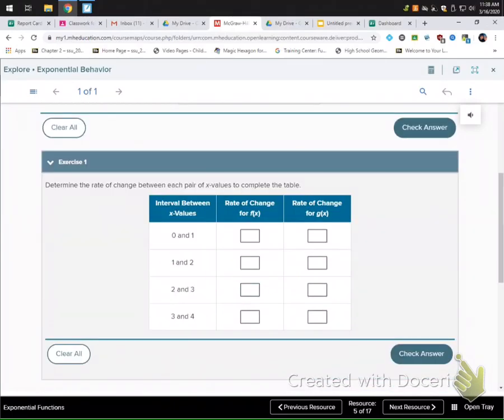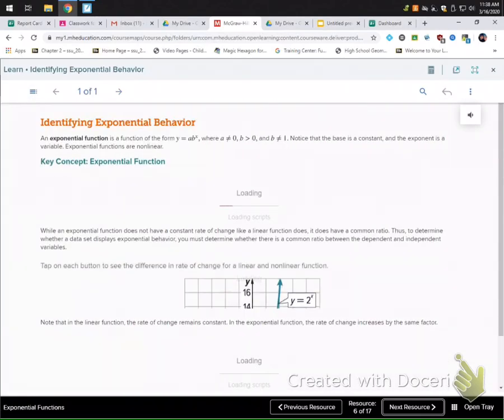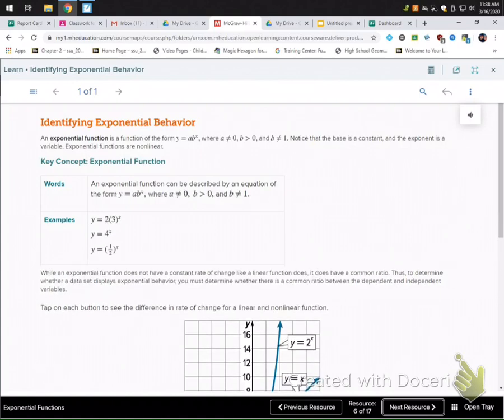Okay, so we're going to move on to our next topic, looking at some exponential behavior. An exponential function is a function in the form of y equals a times b raised to the x power, where a can't be equal to 0, b has to be greater than 0, and b cannot equal 1. Obviously, if a or b was 0, then there wouldn't even be a function, because 0 is just 0. So that's why it has to be greater than 0.